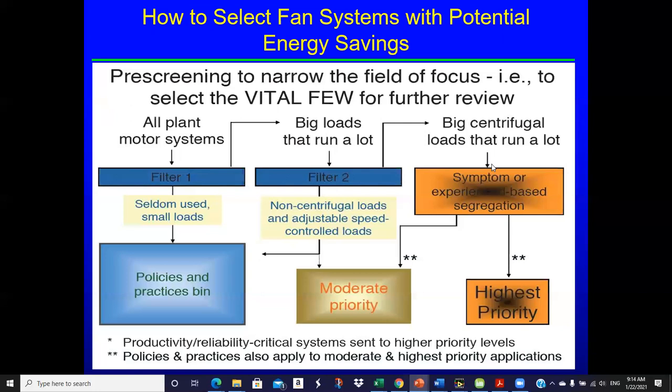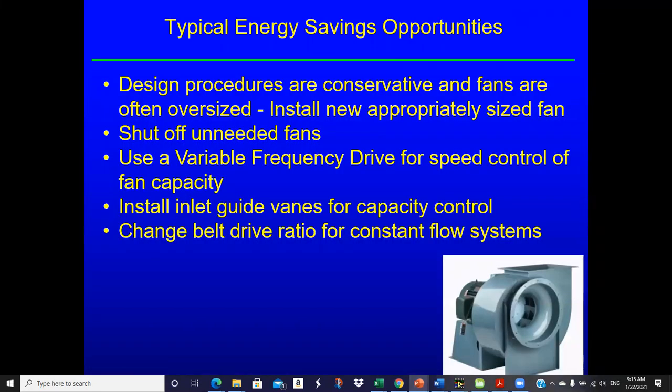So that puts us over here with big centrifugal loads that run a lot, that have some sort of a symptom that would indicate that we have some energy saving opportunities. And that symptom is probably going to be pinch dampers, either discharge dampers or inlet guide vanes. So if you already have VFD speed control, then you've probably already done the project.